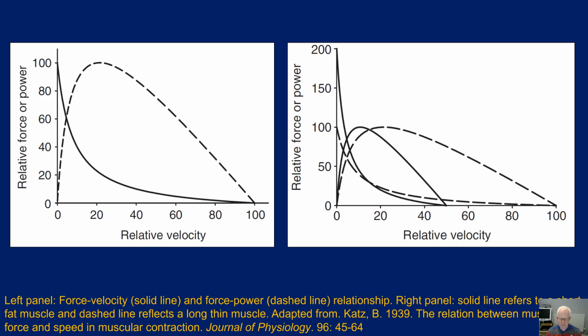Then on the right-hand panel you can see the difference between different muscle types. You can see it for a long, thin muscle, and for what is referred to as a short, fat muscle. So our relationships change depending upon the muscle structure that we are looking at.